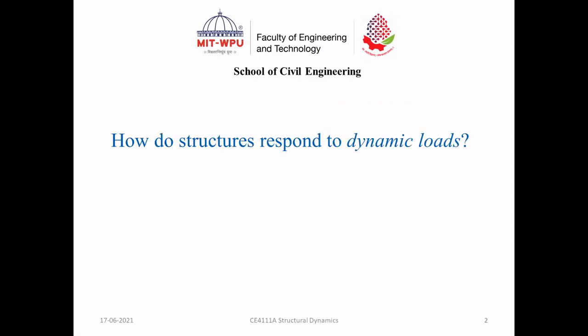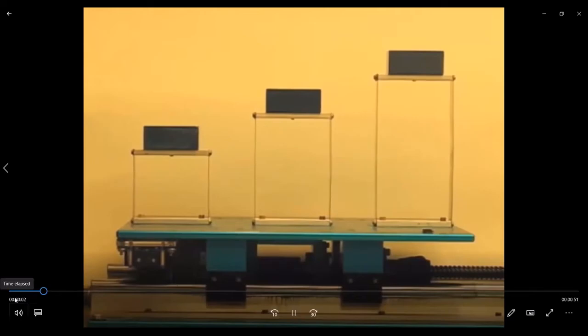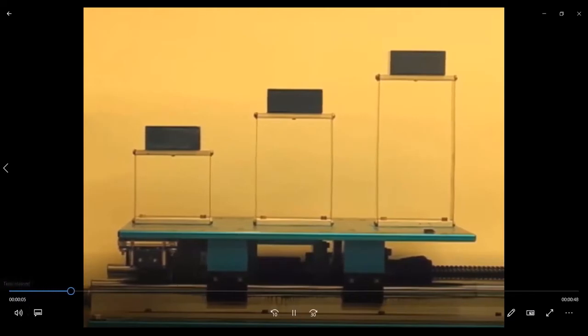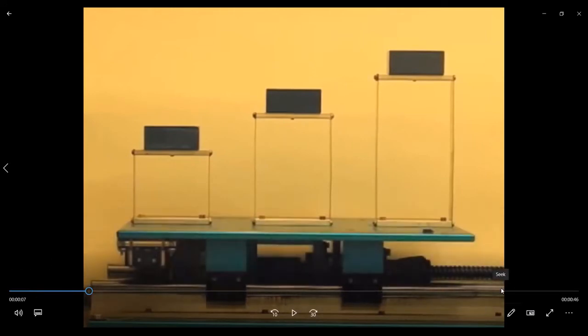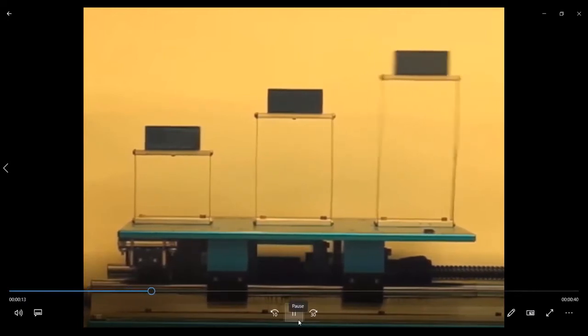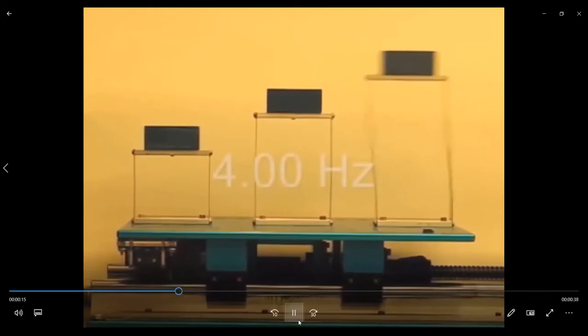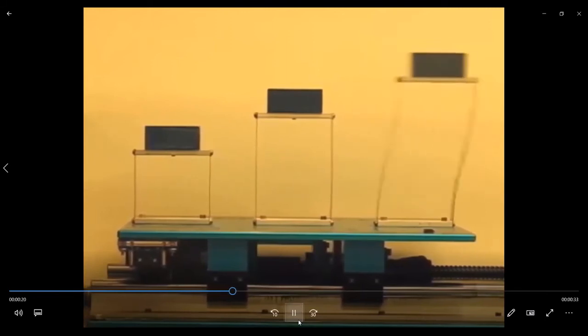Have you ever wondered how structures respond to dynamic loads? So quickly, I will show you a small clip. As you can see, there are three different structures of different heights mounted on a table. The table mimics the ground. As ground moves to and fro during the earthquake, the table also will move to and fro. You can see when the frequency of to and fro motion of the table is around 4 hertz, at that time, the tallest structure is exhibiting highest deformation at the top.